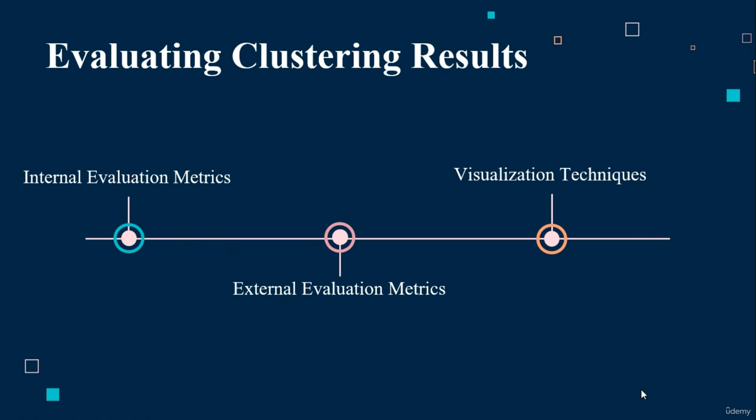External evaluation metrics such as Rand index and Fowlkes-Mallows index compare clustering results to ground truth or known labels when available. These metrics measure the similarity between the clustering outcome and the true classes. Visualization techniques such as scatter plots, heat maps, and dendrograms help interpret and visualize clustering results. They enable the exploration of cluster structure, outliers, and relationships between data points.